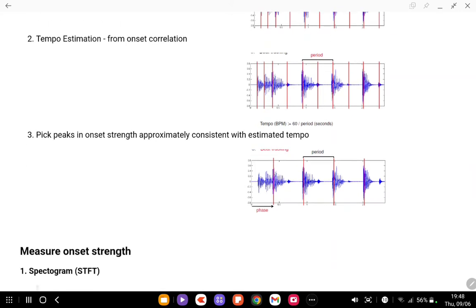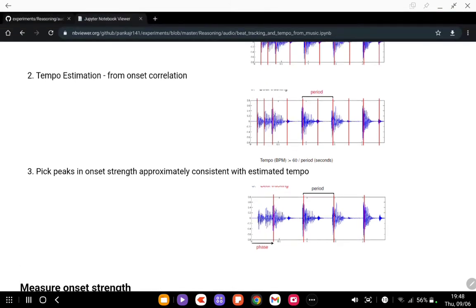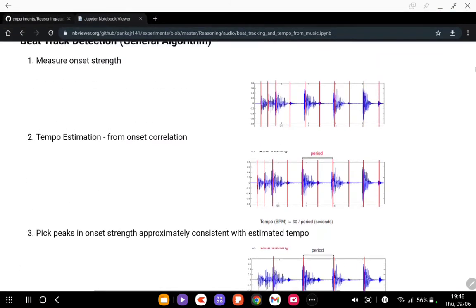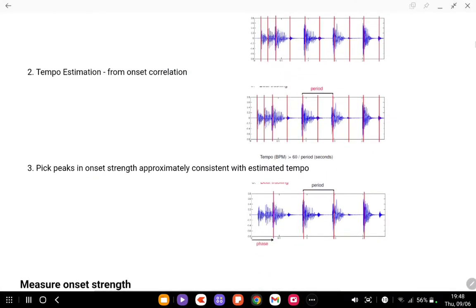The third task is to actually filter out or include more events which are consistent with the tempo. We have detected a lot of onset strengths, but they might not be the relevant ones, or they might be fake ones. So we need to combine these two and determine which onset events are actually good for beat tracking.